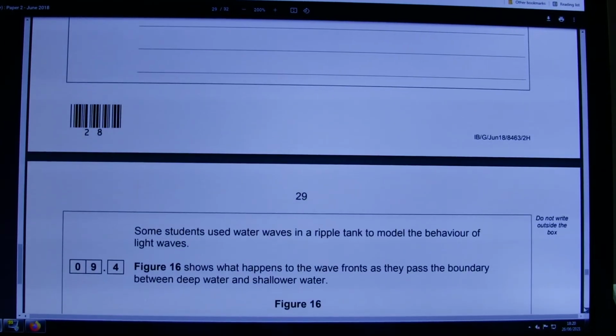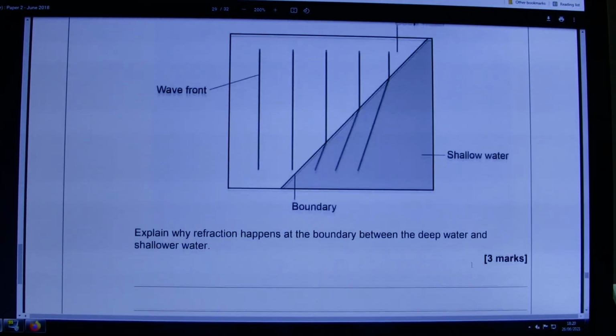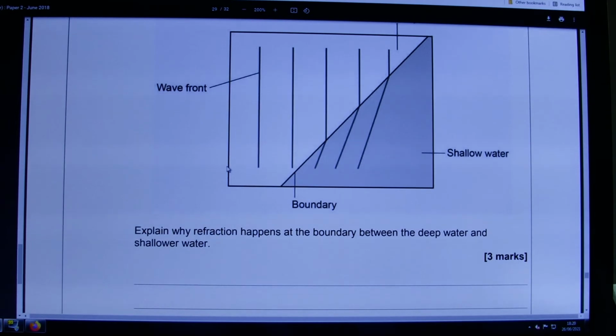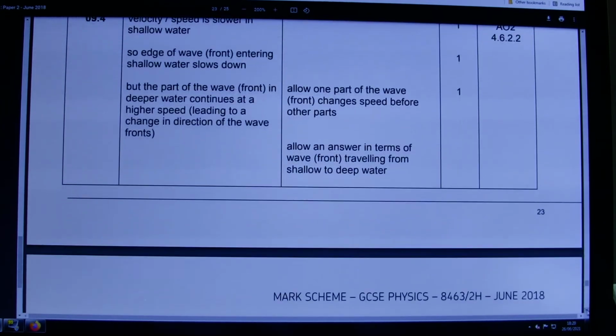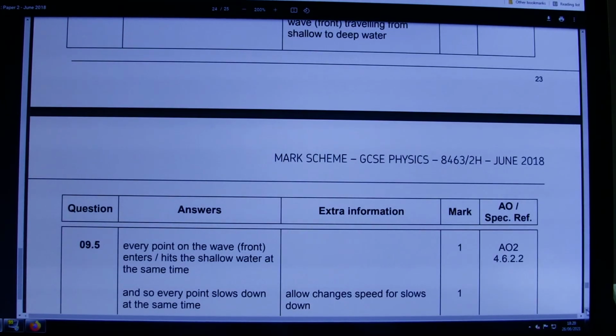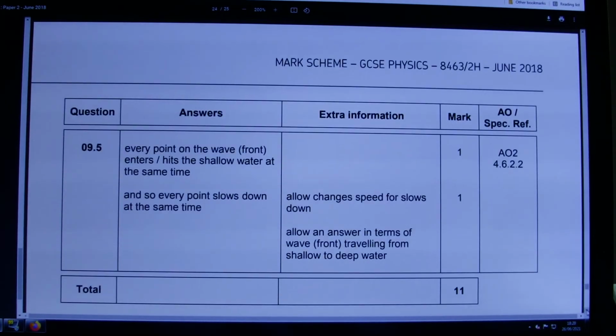Oh, if there's a change in direction of the wave fronts, somewhere down here is that question. Here we go, ripple tank time. If there's a change in direction of the wave fronts, why is this end of the wave front still travelling in a straight line, eh, diagram? But the part of the wave front, yes. Yes. I said that the part that's slowed down lagged behind, but yeah. Every point on the wavefront end hits the shallow water at the same time, so every point slows down at the same time.